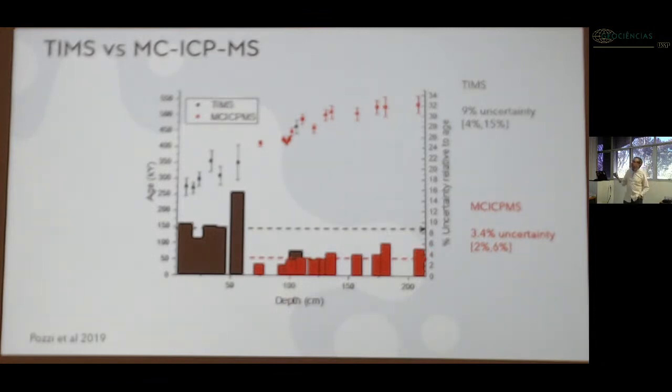So this is a really nice example of why multi-collector ICP-MS is now widely used for uranium-thorium dating. TIMS ages are still good. It's not that they're not valid, but it's way easier and more precise to get them using multi-collector ICP-MS.